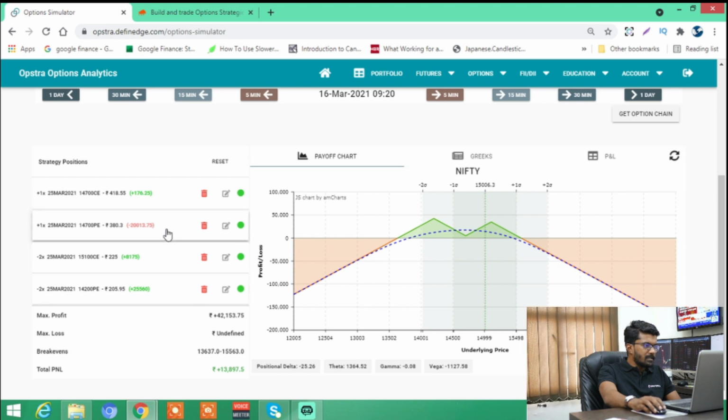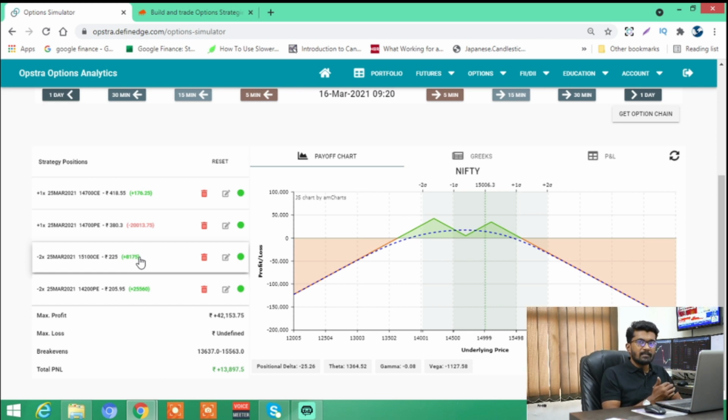As you can see, the 14,700 call is at a profit of around 176. At the same time, the 15,100 call, 2 lots which we sold on 1st of March, is also in profit. Had you deployed a straddle, either the call would have been in loss, and you would have had to make an adjustment. But in this case, you don't have to do any adjustment. Even if the market has moved violently, the call is giving us a profit.